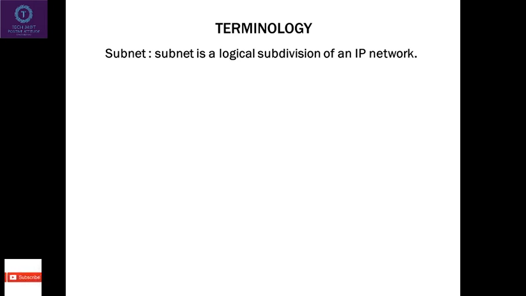Say one range is from 10.0.0.0 to 10.0.0.255. The second range will be 10.0.1.0 to 10.0.1.255. Like this, multiple subnets are divided.